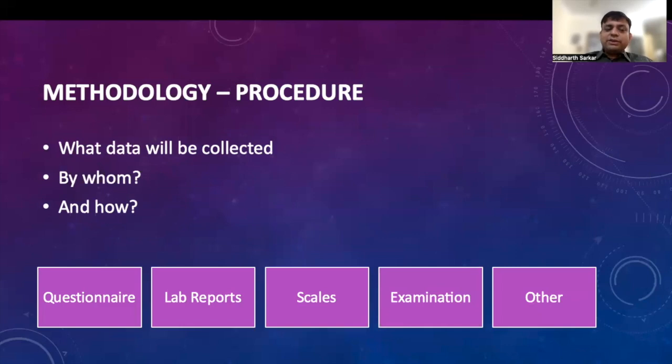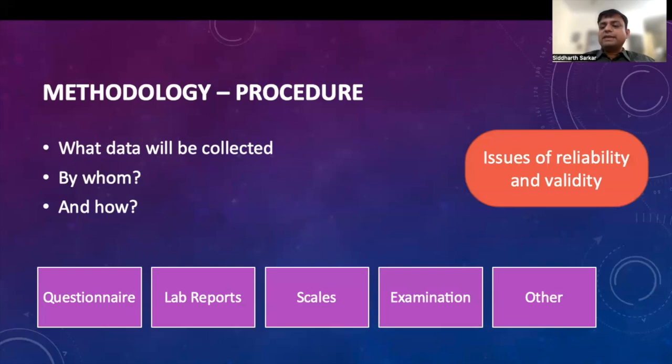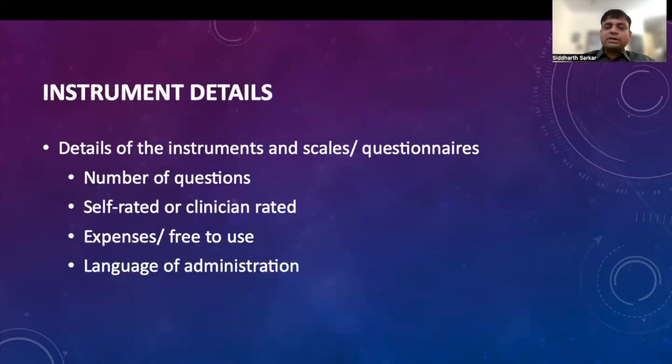Now, in the procedure, you need to mention what data will be collected, by whom, when, and how. Data can be collected in various ways. For example, it can be a questionnaire. Depression can be assessed using the Hamilton Depression Rating Scale. Outcomes can be in the form of lab reports as well, for example, toxicology reports. It can be in the form of scales, examinations, and other methods of assessment as well. But it is important to mention what data will be collected, by whom, and how, so that issues of reliability and validity can be considered and given due regard in the protocol itself.